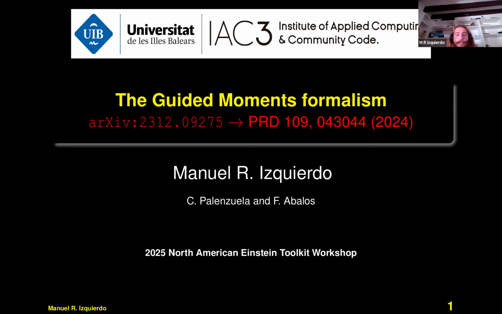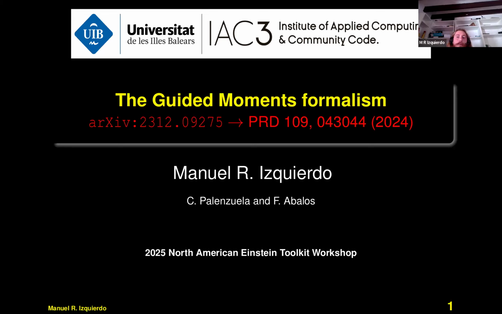Basically, I'm going to present this guided moment formalism, which is a new neutrino transport method that can be used in neutron star mergers, core collapse supernovae, or other astrophysical situations. The key idea is that it's a hybrid method that combines the basic features of the M1 and Monte-Carlo methods. This is work I have done in collaboration with Carlos Palenzuela and Fernando Avalos.